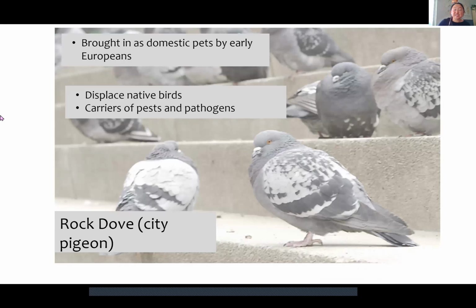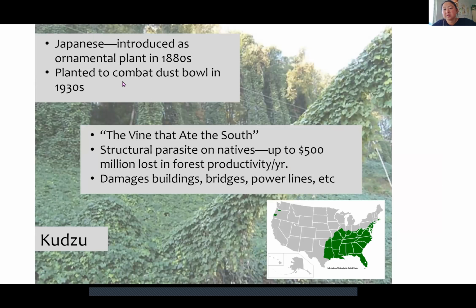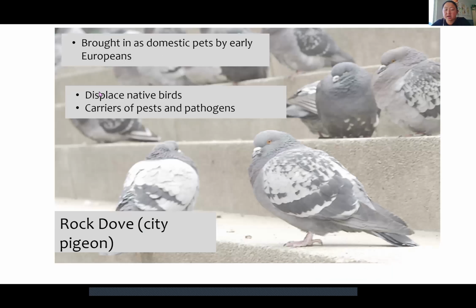And then of course pigeons, which are scientifically named rock dove. It was brought in as a domestic pet by early Europeans, but it displaces a lot of native birds because it is a large bird, and it takes up a fair bit of space, and there's a lot of them now. And they're carriers of pests and pathogens as well.